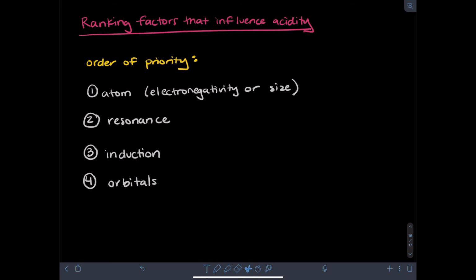In terms of qualitatively ranking acids and their strengths, I gave you 4 different factors, and I actually presented them in their order of priority. So the biggest effect on acidity will be the atoms involved, and you'd be comparing electronegativity of atoms that are in the same row or the size of atoms that are in the same column.